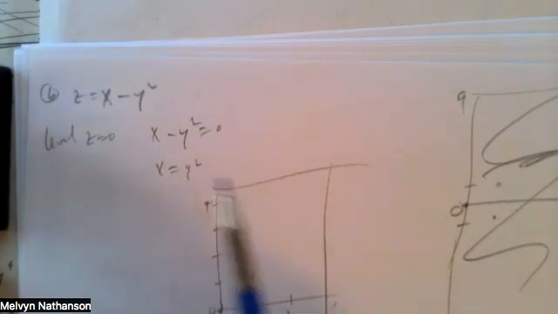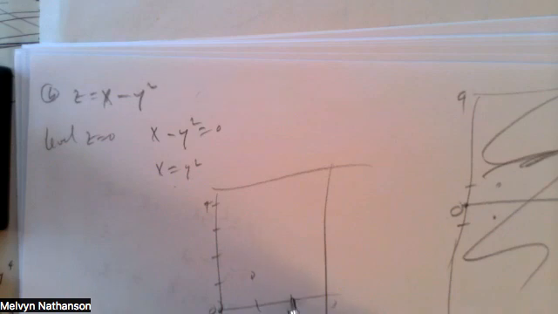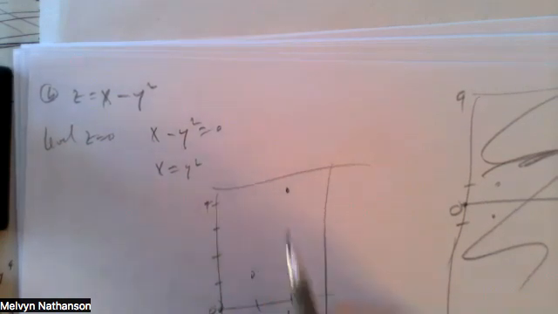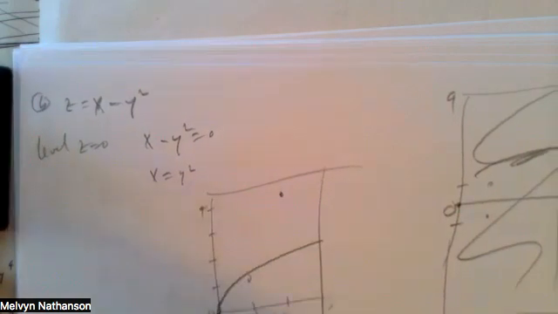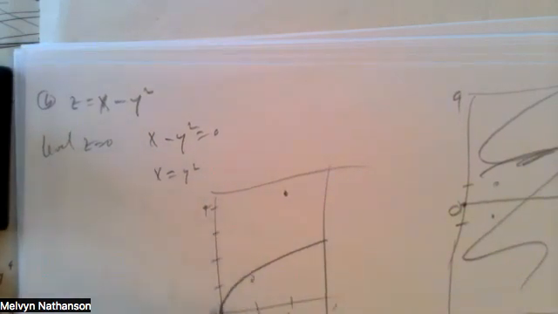When y is 0, x is 0. When y is plus or minus 1, x is 1. When y is plus or minus 2, x is 4. When y is plus or minus 3, x is 9. Oops, sorry. When y is plus or minus 2, that's a funny window here. It looks like this. Let me do this on a clean piece of paper.